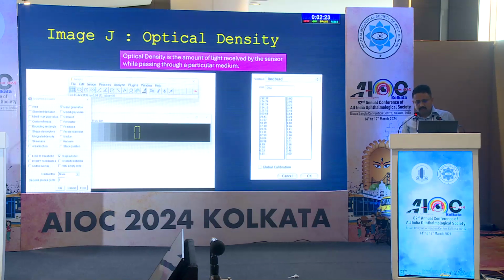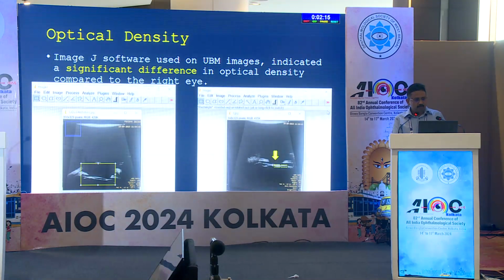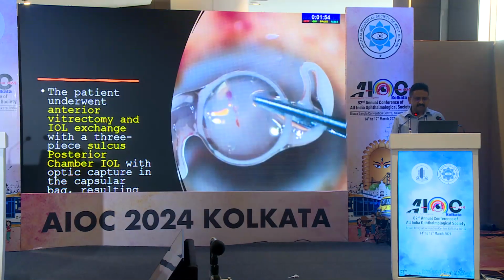This is how the software interface looks. First, you calibrate from the sample image, and then you can upload your image. Like in this case, once you upload an image based on UBM or OCT, you can easily calculate the optical density of whatever area you want to calculate. In this case, we found there was a significant difference in the optical density, and this is a very, very objective method, more so in subtle cases.